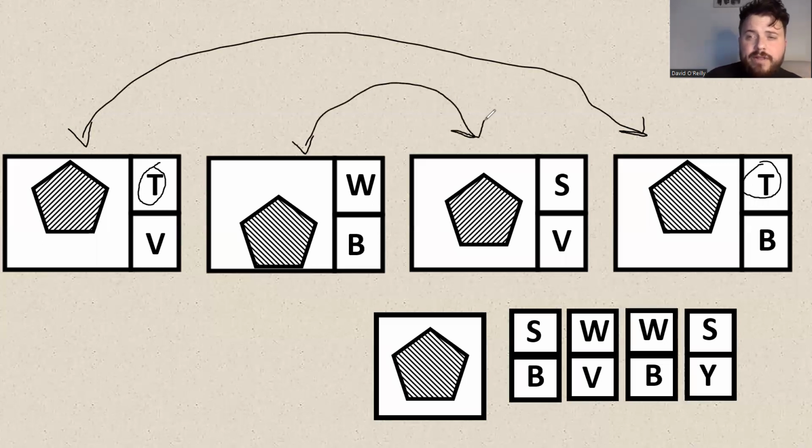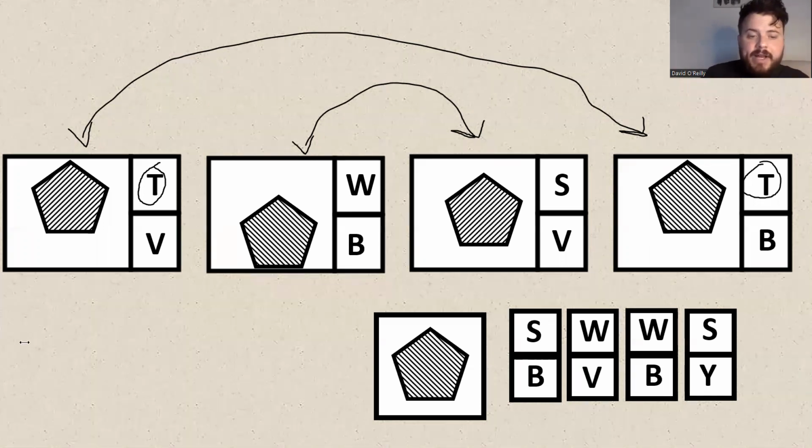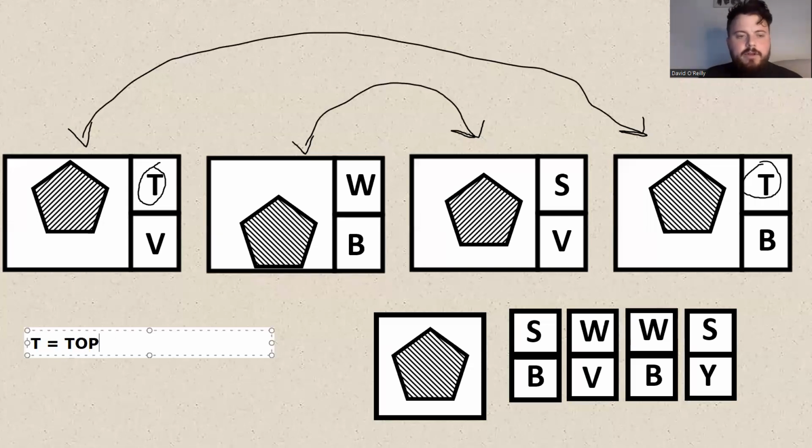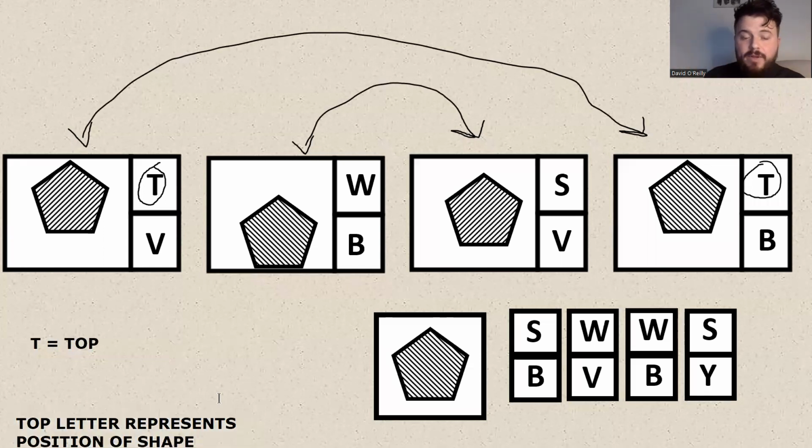And the only thing that I can see that is similar between those two is that the shape is at the top. The top of the shape is almost touching the top. So the shape is right at the top. It's not in the middle, it's not at the bottom, it's at the top. So T must mean, I'm going to write it down here, T equals top. So we also know top letter represents position of shape. The top letter is telling us where the shape is.